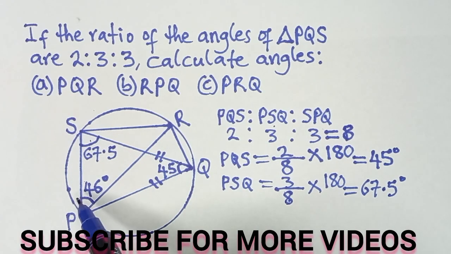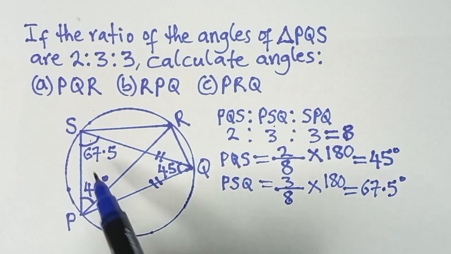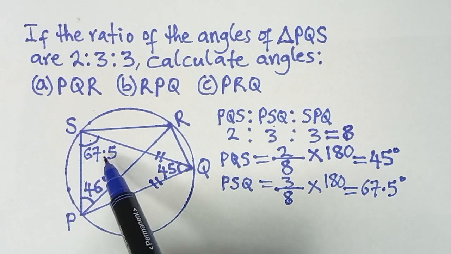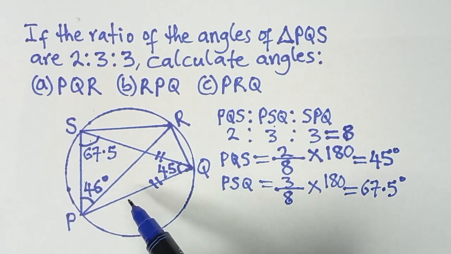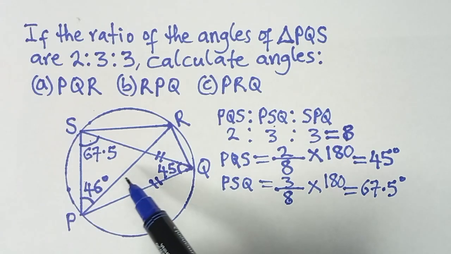So this third angle too, because it is also 3, and don't forget the two base angles have to be equal, this third angle will also be 67.5. Don't forget that it is going to be 67.5.